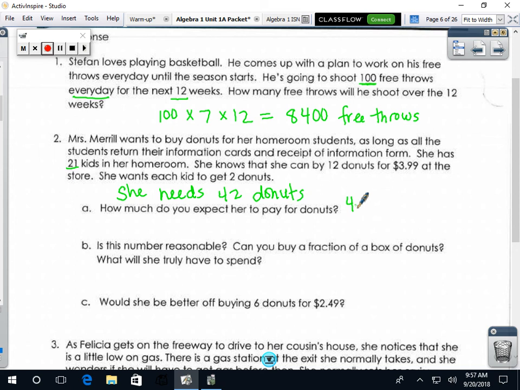What's 42 divided by 12? 3.5. So at the price of $3.99, how much would that cost her? $13.97, right?